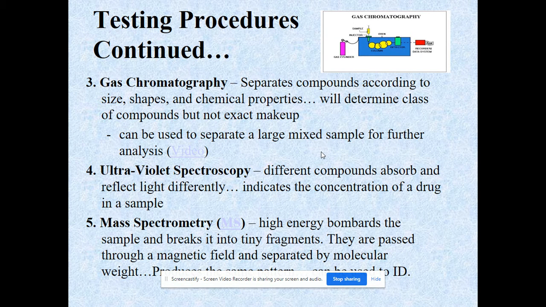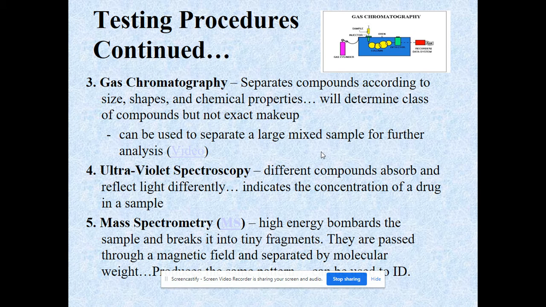Okay. Next type of testing is called gas chromatography. And we wanted to kind of just go over what that word means. Chromatography, literally, the prefix chroma means color. And then graph, to graph something is kind of separating it. So it's kind of like separating colors. And why do they call it that? Gas chromatography. Where does that come from?